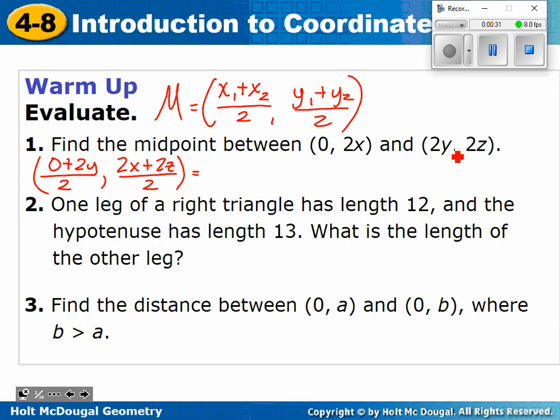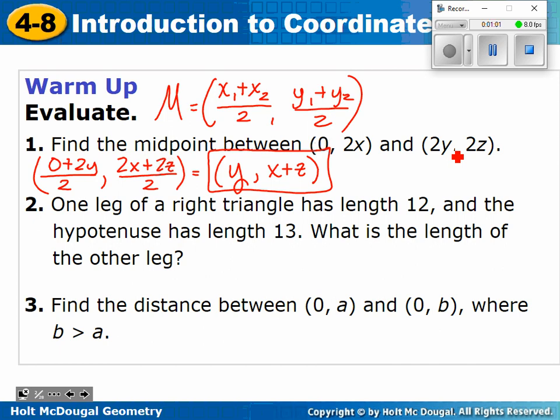Just y. All right, and then on the other side, what do I get? Can I add 2x plus 2z? No. So then I can still simplify though, right? What is 2x over 2? And 2z over 2? Z. So this should be what? Careful, are we multiplying? Nope. X plus z. Good. So x plus z. So this would be our answer using our midpoint formula.